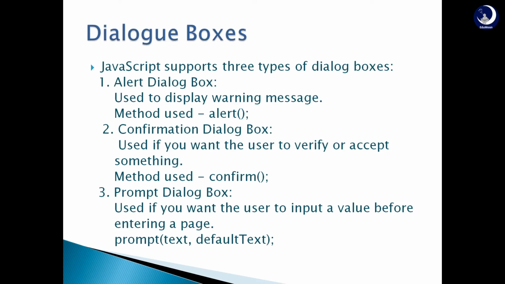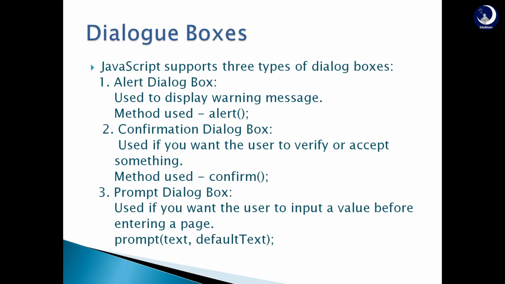In this way, there are three types of dialog boxes supported by JavaScript: alert dialog box, confirmation dialog box, and prompt dialog box. Alert dialog box. This is mainly used to display a warning message. It is created by using the alert method. Also, a point to note here: an alert dialog box only consists of a single button which says OK.